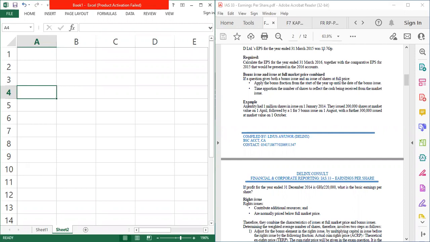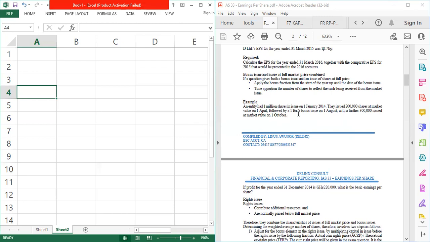Let's move on. So the entity had 1 million shares in issue on 1st January 2014. They issued 200,000 shares at market value on 1st April, followed by a 1-for-5 bonus issue on 1st August with a further 300,000 issued at market value on October 1. If profit for the year ended is 220,000, what is the basic earnings per share?